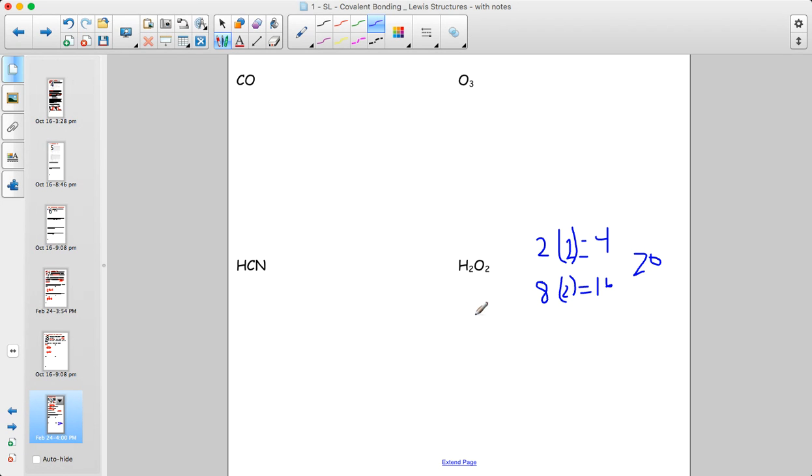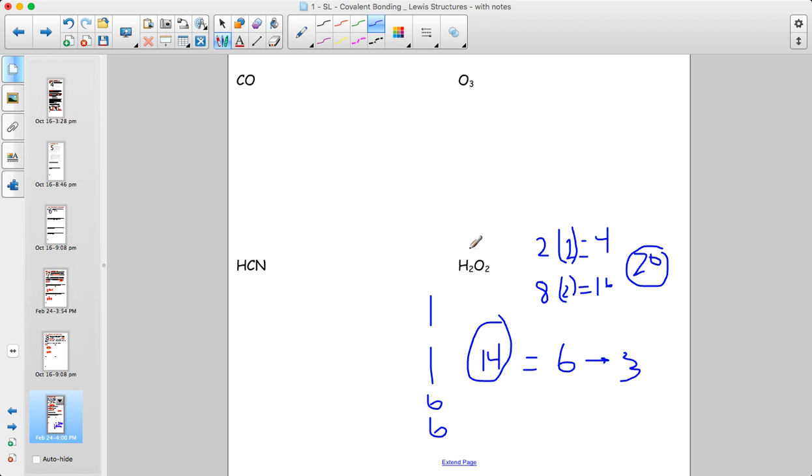All right, well, how many do we have to work with? Each hydrogen has 1, 1. Each oxygen has 6, 6. So I've got 2, I've got 14 to work with. So I need to feel like I have 20. I actually have 14, which means I'm going to need to share 6. And that means 3 bonds. So now I know that I need to have 3 bonds.